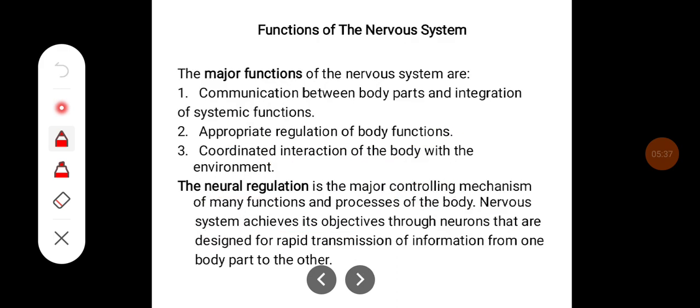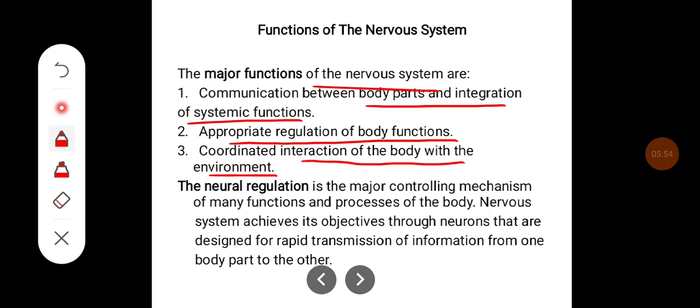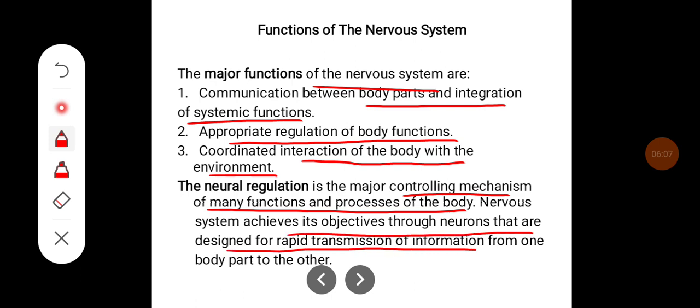The major functions of the nervous system are that they are important for communication between body parts and integration of systemic functions. They are involved in appropriate regulation of the body functions. They coordinate the interaction of the body with the environment. Neural regulation is the major controlling mechanism of many functions and processes of the body. The nervous system achieves its objective through neurons that are designed for rapid transmission of information from one body part to the other.